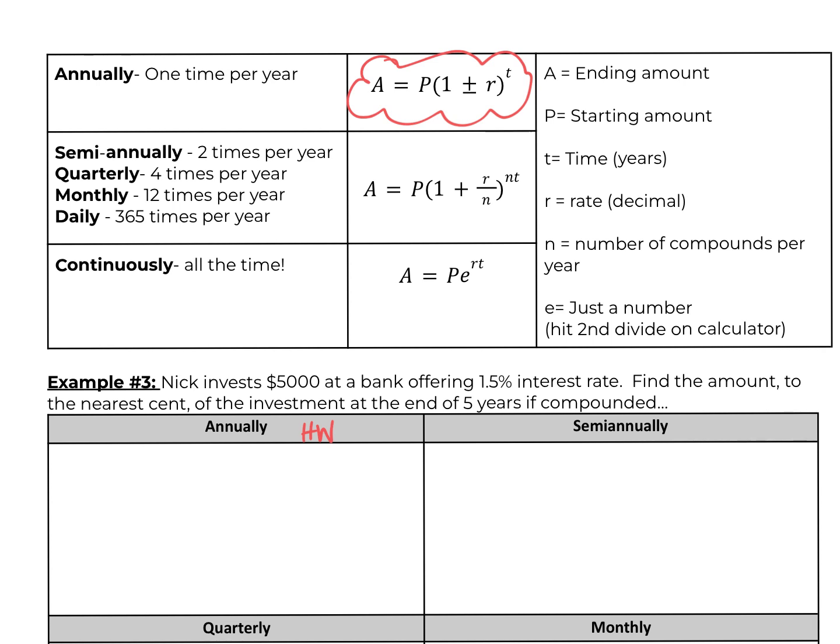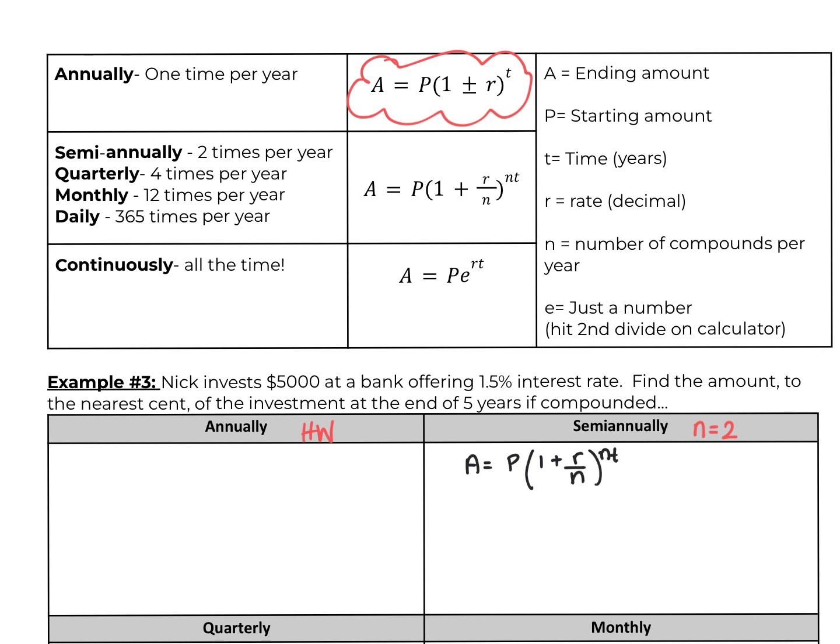Let's do semi-annually. What semi-annually means is that I'm going to give you interest 2 times per year. This formula looks very similar to this formula, except we've added this value n. The n is the number of compounds per year. So if it's semi-annually, I am giving you interest 2 times a year. So that must mean my n is equal to 2. So we have to write the formula: A equals P, 1 plus r over n, to the nt power.